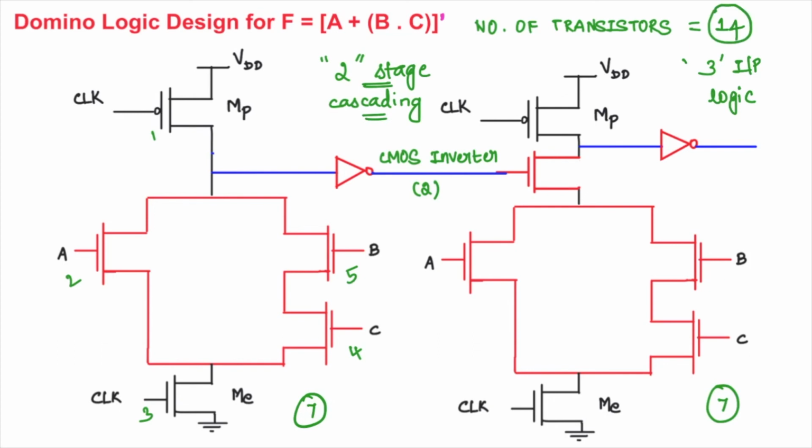Hope you all have understood about the cascading problem in dynamic gates and the optimal solution, which was solved using domino logic design, and the implementation of F equal to the whole bar of A plus B dot C.